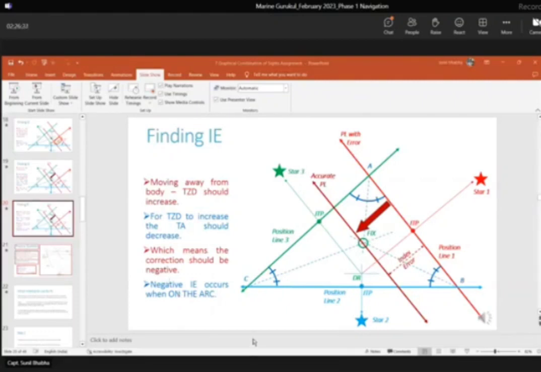Sir, what about chart work? Does chart work come in the exam now, or not? I have not seen it for a long time, beta. I don't think chart work has come in the last 6-7 years. I don't remember. Okay sir, thank you.